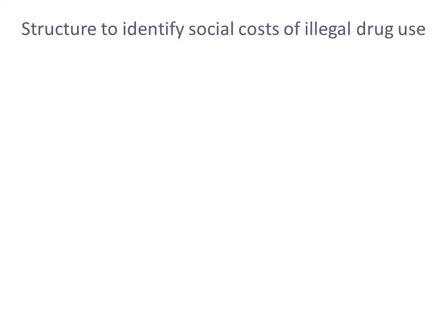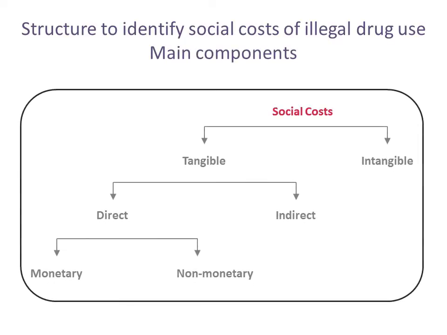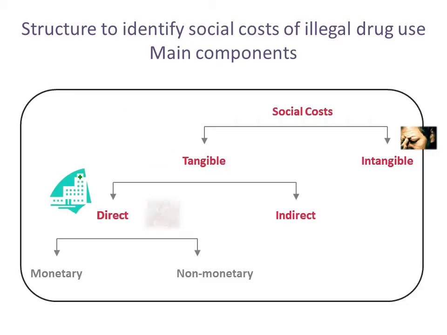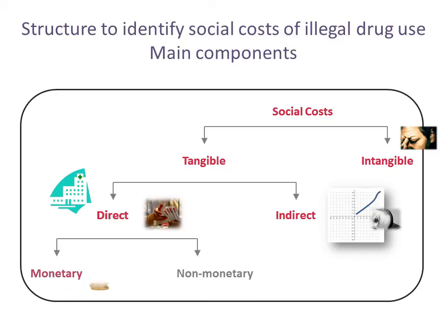The LEADER guidance recommends using a simple structure to identify the social costs of illegal drug use according to their main components, shown here. Social costs consist of tangible costs, which can be expressed in numbers, and intangible costs, such as suffering or quality of life. Tangible costs can be further divided into direct and indirect costs, where direct costs express the value of goods and resources which are used to deal with illegal drug use and its consequences, and indirect costs refer to lost productivity. Direct costs, in turn, can be expressed as a monetary figure or a number of years lost, for example, due to premature mortality.